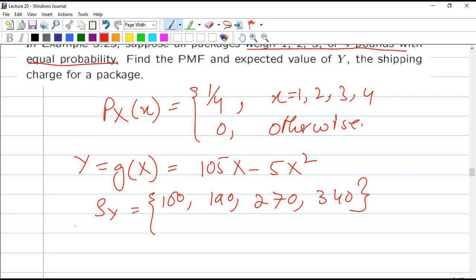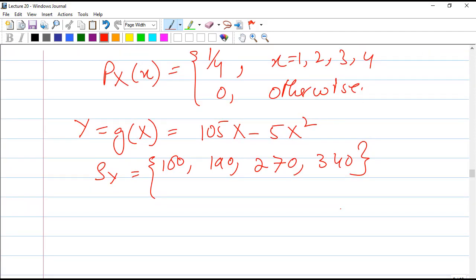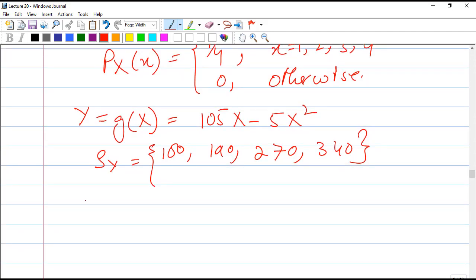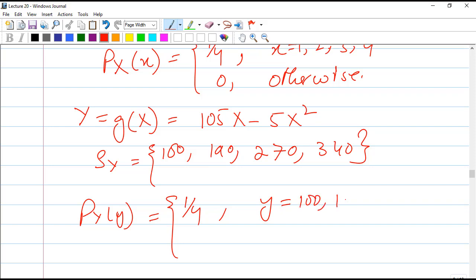So we can say that px of x will be equal to py of y with the range of y. So that can be obtained as py of y, which will be equal to px of x, which is 1 by 4, and now because we have the y, the range will be 100, 190, 270, 340, and obviously 0 otherwise.